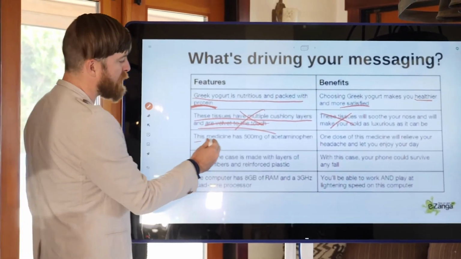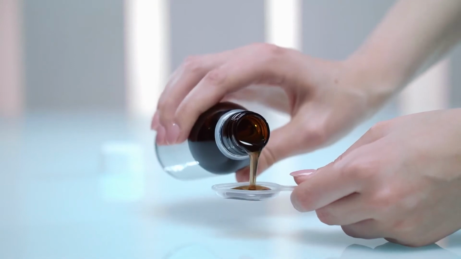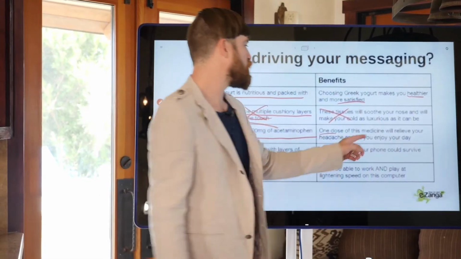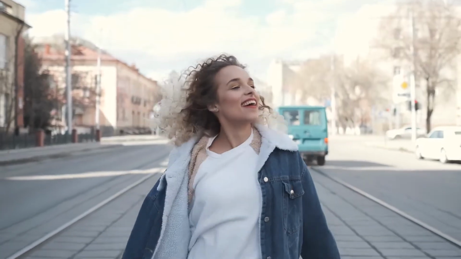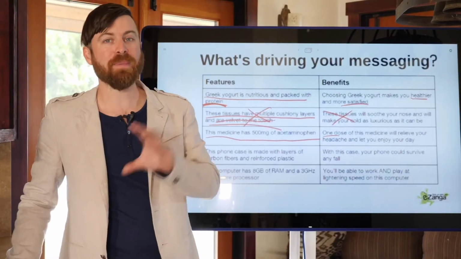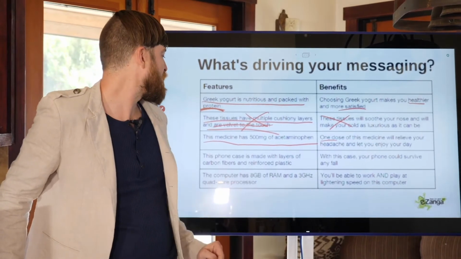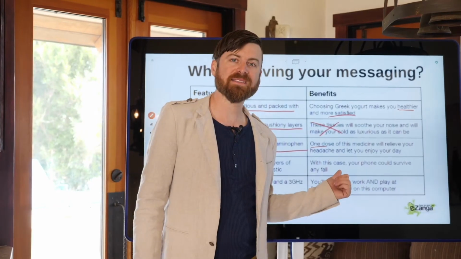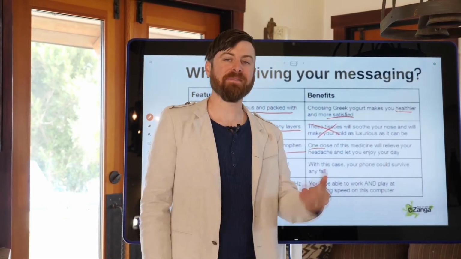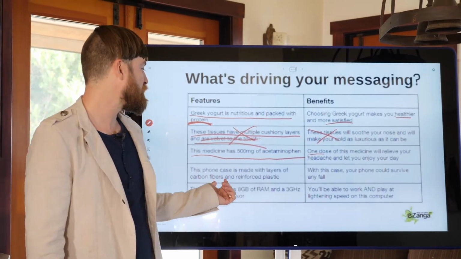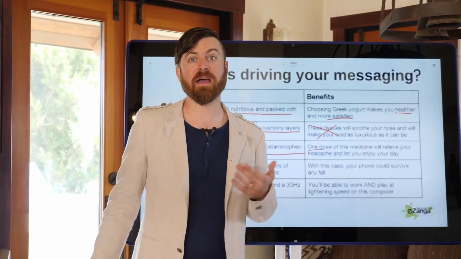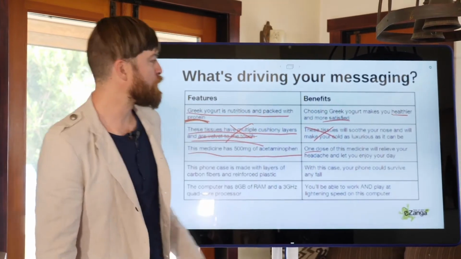Here's a good example. This medicine has 500 milligrams of acetaminophen. Now, the benefit-oriented version of this is one dose of this medicine will relieve your headache for an entire day. That's a benefit. Another example, this phone case is made of carbon fiber and plastic. Feature. Benefit is saying this phone case will never break, or this phone case can survive any fall. That's a benefit. Would you rather buy a phone case that has plastic and carbon fibers in it, or would you rather buy a phone case that can survive any fall? Benefits sell. So that's more examples.